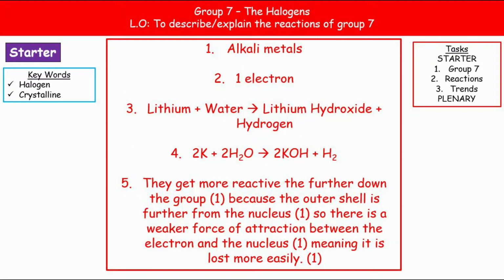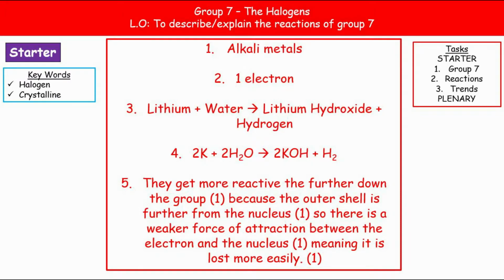So, first one, group 1 are also known as the alkali metals. They've got one electron in their outer shell. The word equation for lithium reacting with water is lithium plus water makes lithium hydroxide plus hydrogen. The balanced symbol equation for potassium reacting with water is 2K plus 2H2O makes 2KOH plus H2. You get 1 mark if you've got the actual formulas right, and the second mark if you got the balancing right. So they're 2 independent marks of each other.